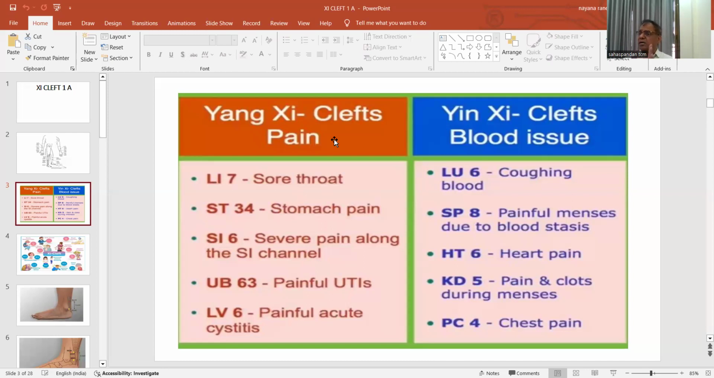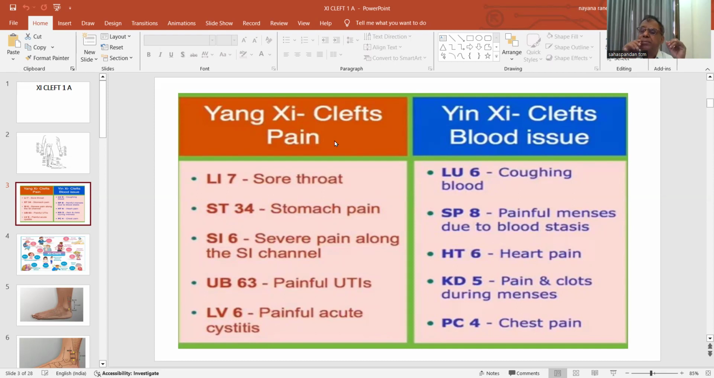And heart 6. Heart 6 is for the acute heart pain. And kidney 5. Kidney 5 is the pain and clot during menses. And one more use of the kidney 5 is when there is the kidney stone pain, acute kidney stone pain. It is an unbearable kidney stone pain. So kidney 5 stops the kidney pain.